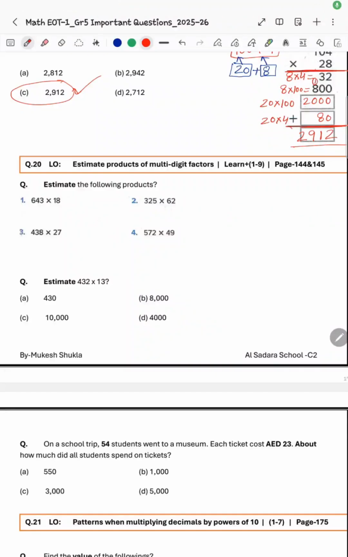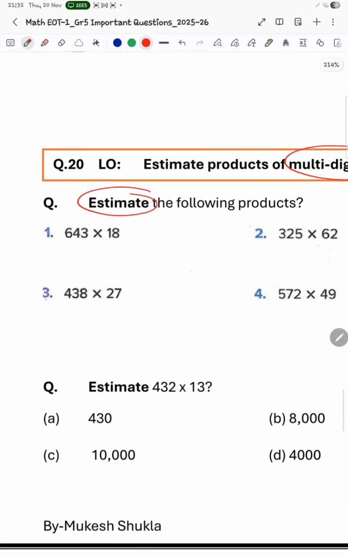Okay, now there are a few questions left to cover, so it will take only 10 to 15 minutes to complete the remaining questions. So let's quickly jump to every question and finish it. So here, estimate product of multi-digit factors. So estimate, yani you have to round using rounding or using compatible numbers. So let's do here, estimate the following products.